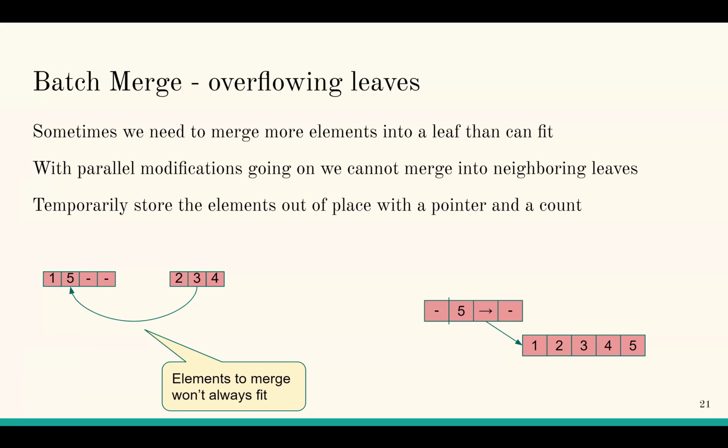However, during a batch merge, one, you might insert a significant number of elements all to the same leaf. And second, because parallel modifications may be going on around you, you can't share any space with your neighbors. So what we do in this case is we simply temporarily store these elements out of place. And in line with the PMA, we just store a pointer and a count of how many elements we're currently storing. And this will be cleaned up in a later phase during the batch insert algorithm.